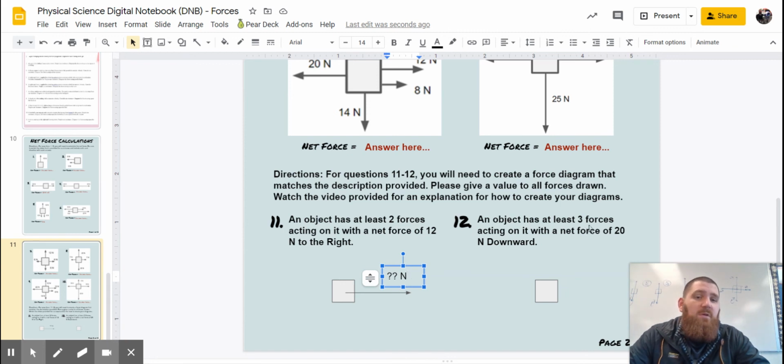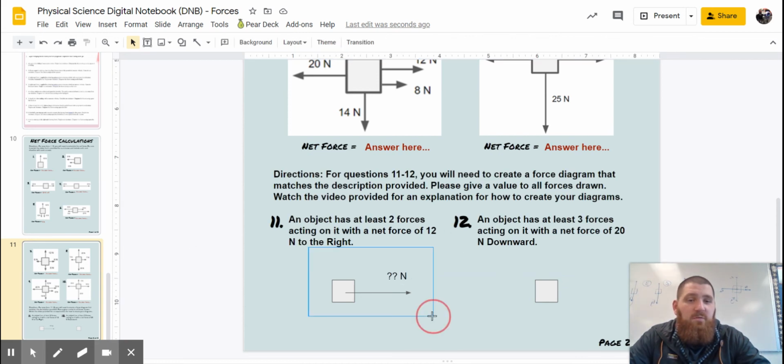Question 12 is very similar. On question 12, we have at least 3 forces acting on it with a net force of 20 newtons downward. Now, feel free to add more forces to these diagrams. These are just the bare minimums, but your net force does need to equal those values.